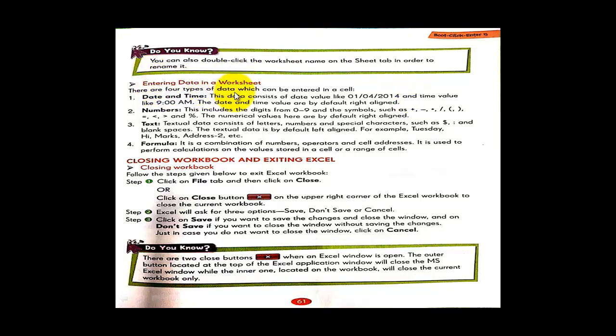Now entering data in a worksheet. Now how can you enter data in a worksheet? Let's see here. There are 4 types of data which can be entered in a cell. How many types of data are there? There are 4 types of data.